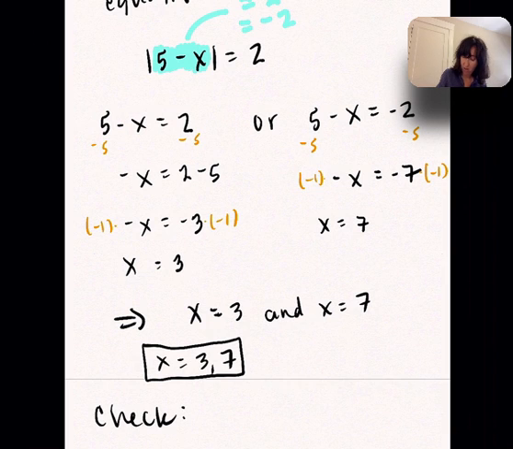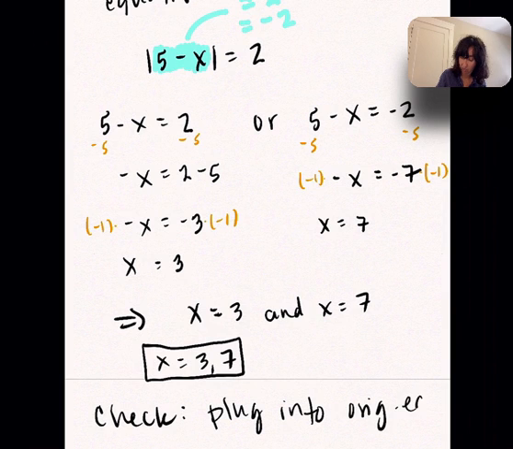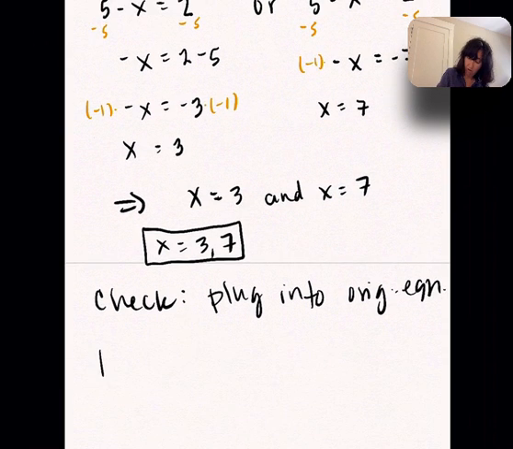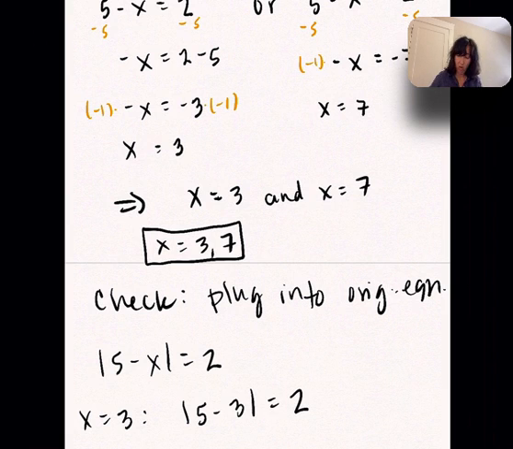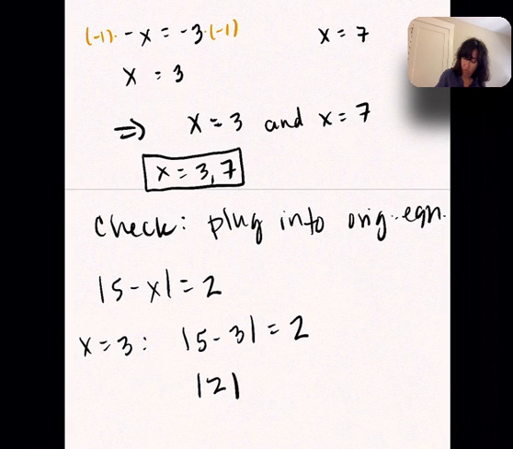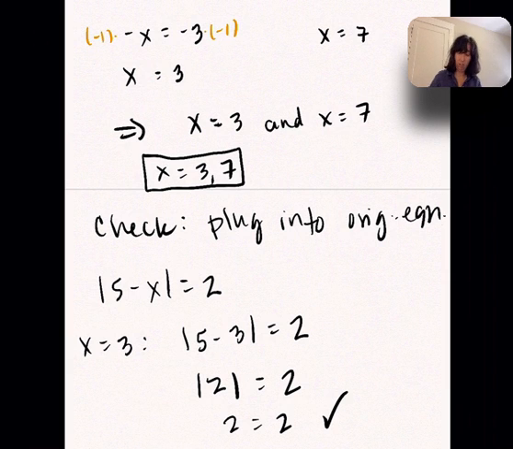How do we check? We check by plugging in the original equation. So I'm abbreviating that so I can fit it in there. So if I take absolute value of 5 minus x equals 2, and if I plug in x equals 3, let's see what happens. I get 5 minus 3 with an absolute value around it, which gives us absolute value of 2. And we do know that absolute value of 2 is 2, so we get both sides are equal to each other. We can do the same thing for 7.